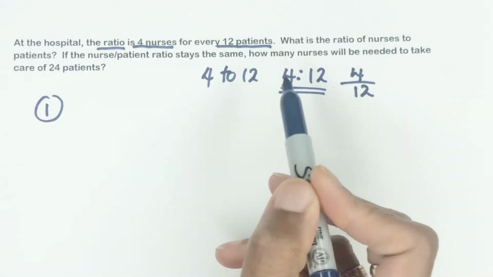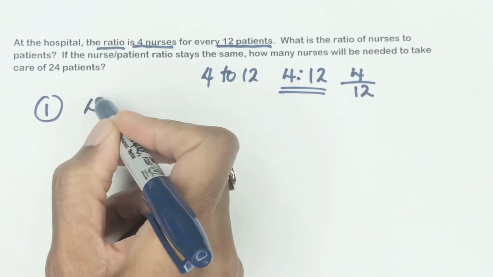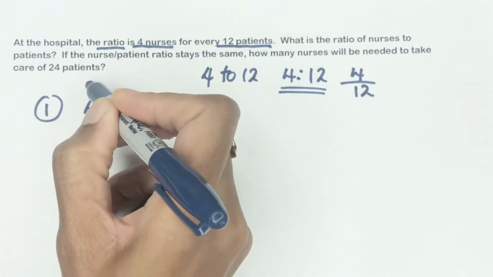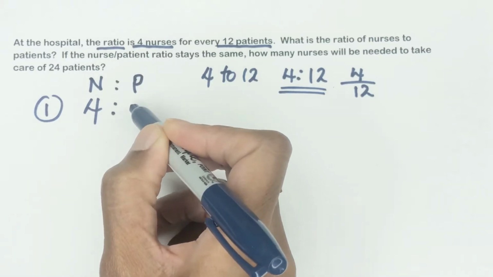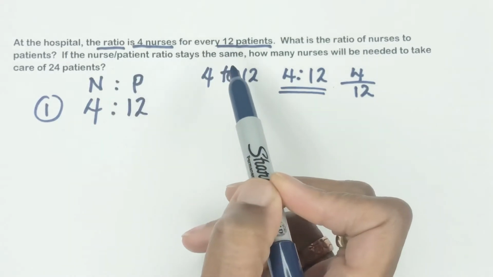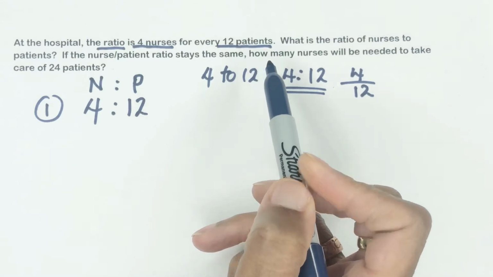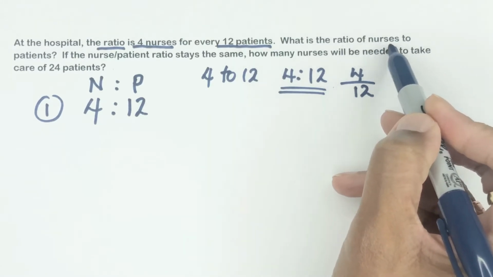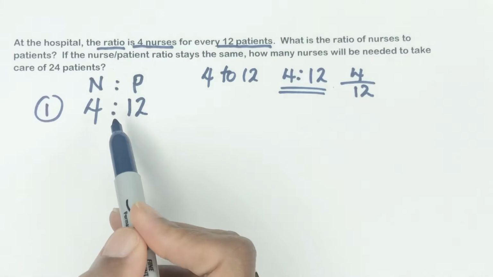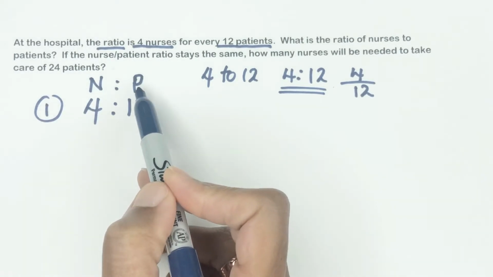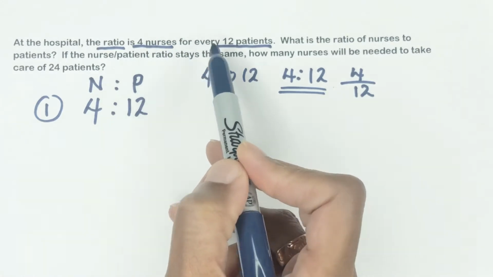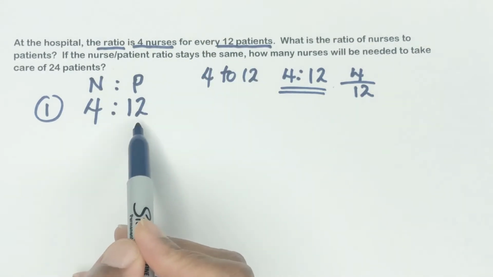What is the ratio of nurses to patients? So if we have 4 nurses to patients, and that's very important actually, the order that they asked it. They asked, what's the ratio of nurses to patients? You have to keep that proportional. Nurses was mentioned first and then patients. So 4 nurses for every 12, you have to keep it in this order.